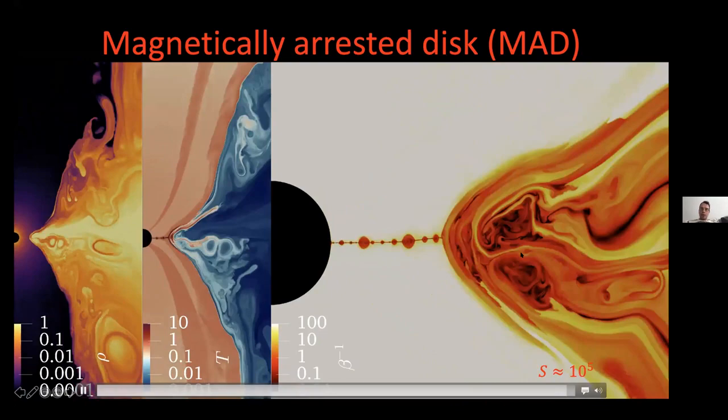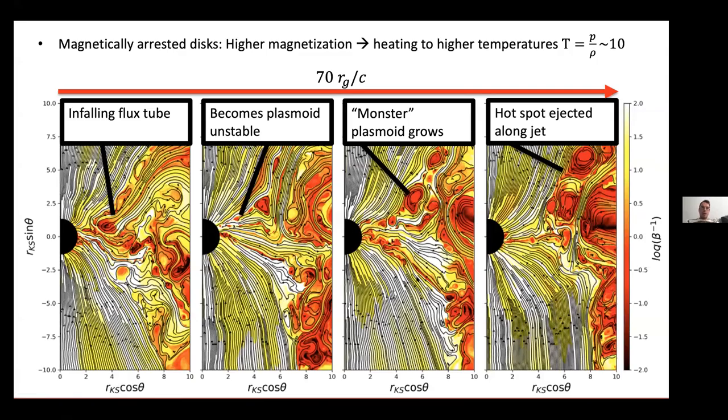So we can again look a little bit closer, and because of the higher magnetization, we reach higher temperatures. The time scale of the plasmoid formation is similar. So what you see here is an infalling flux tube or a current sheet. It becomes plasmoid unstable, as you can see in the second plot, and these little blobs form. The blobs merge and move outwards into a monster plasmoid, and the monster plasmoid gets ejected along the jet here.